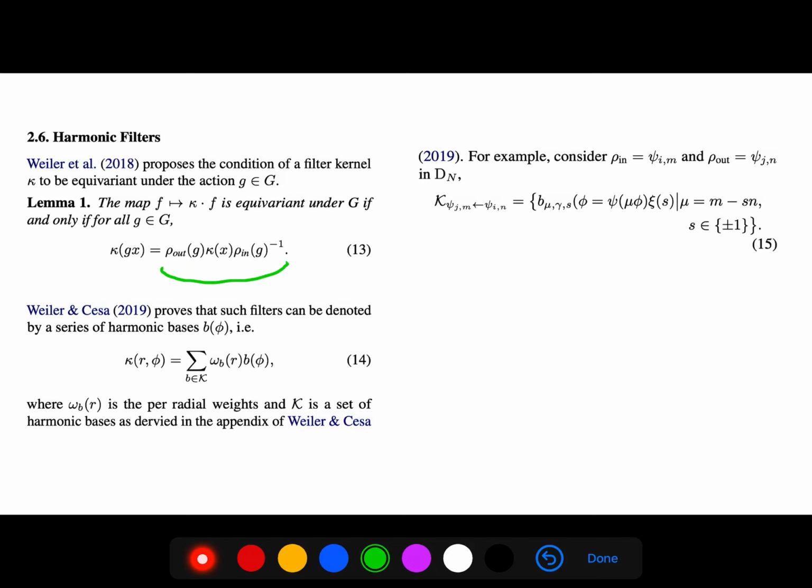Such filters, this author proved, can be denoted by a series of harmonic bases. Like in harmonic analysis, we work on bases like Fourier bases and wavelet bases, and if you take a linear combination of them, that's more explainable, and it reduces the number of filters that you need to use. If you don't use these bases, you need to write many filters.